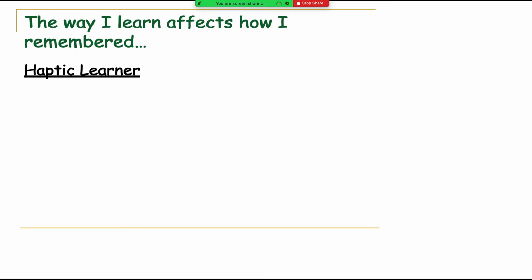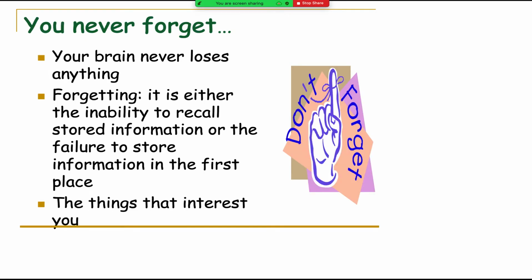So one has to figure out for themselves what type of learner you are. Are you a haptic learner? Are you an auditory learner? Are you a visual learner? And always remember, one of the key things is your brain never forgets. The information is there inside, but the only thing is you just need to be able to recall it better. And of course, it tends to keep the things which interest you even more.